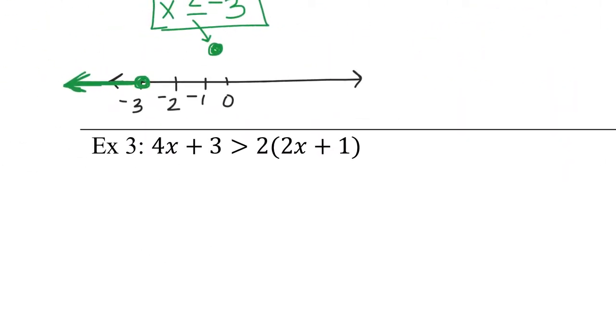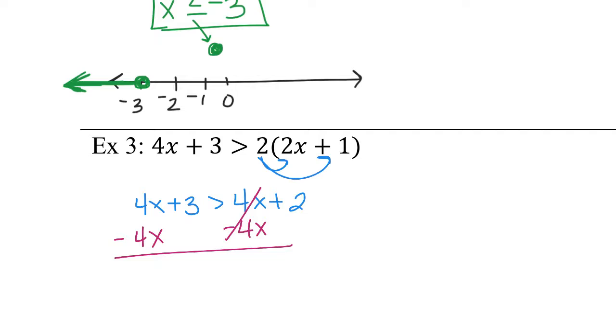Example 3, 4x plus 3 greater than 2 times 2x plus 1. So I need to distribute first. That's always step 1. So 4x plus 3 greater than 4x plus 2. I'm going to move my variable to the left.